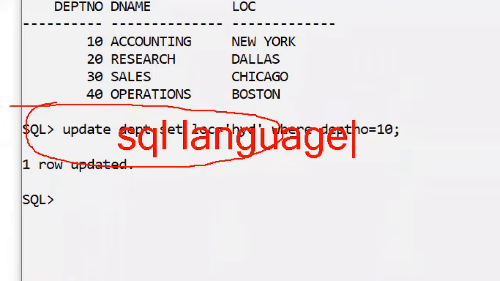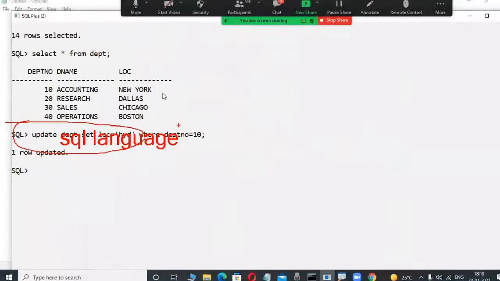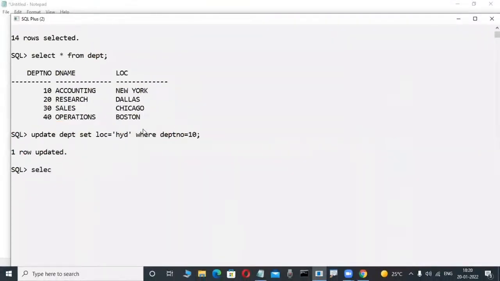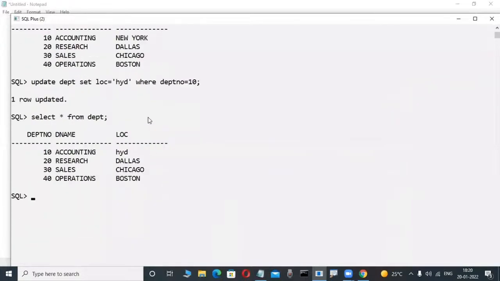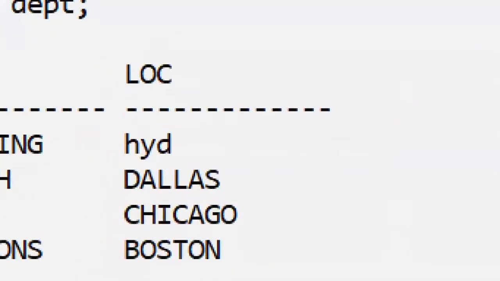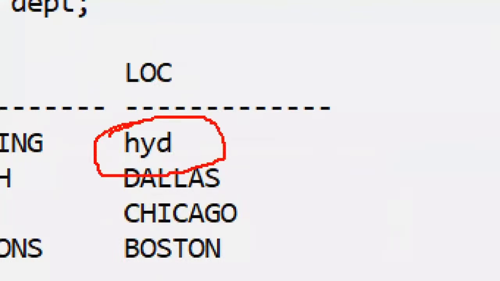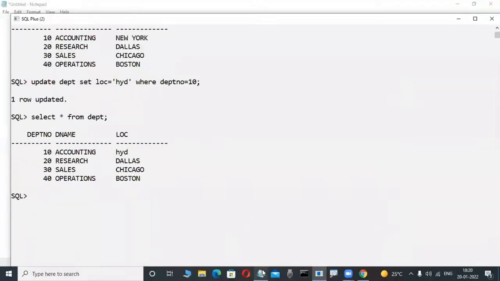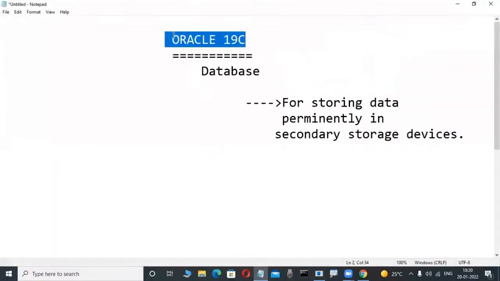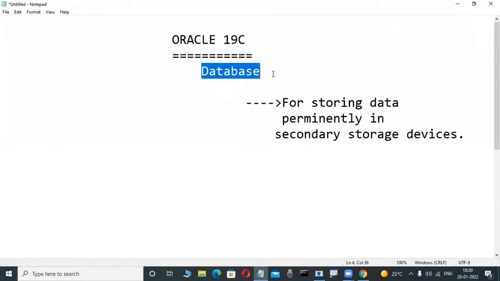Now observe here. Once we write this type of coding, which is called the SQL language, it is automatically reflected in your database. Observe here, in the previous case, New York was there, but in this case, Hyderabad is the location. Yes. That's why always observe here. Oracle is a database product. What type of database? A relational database. That's why it stores a structured collection of data.